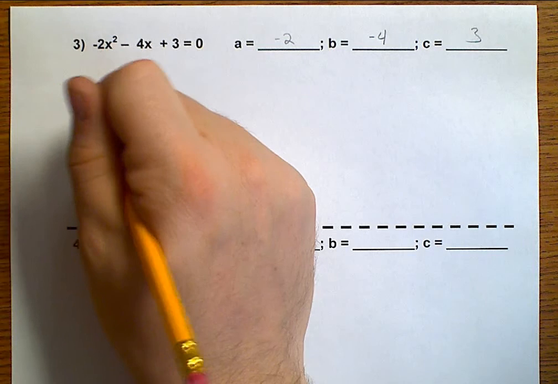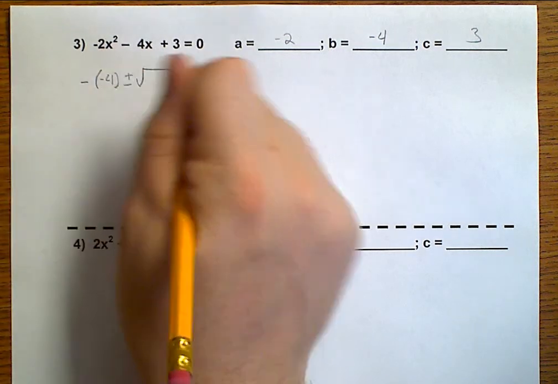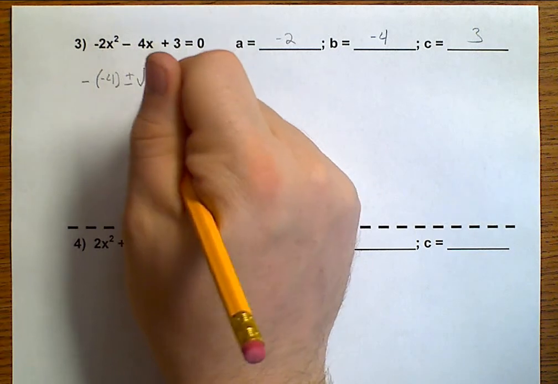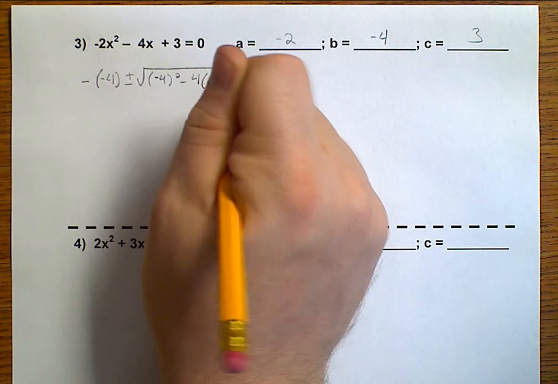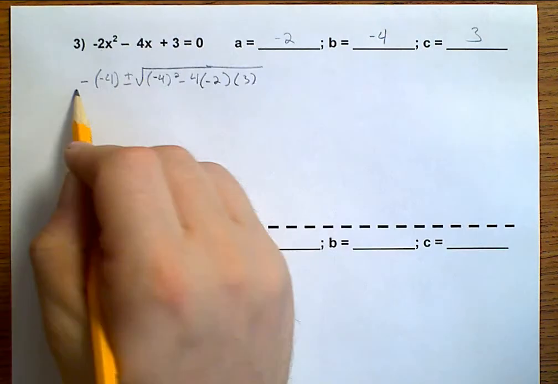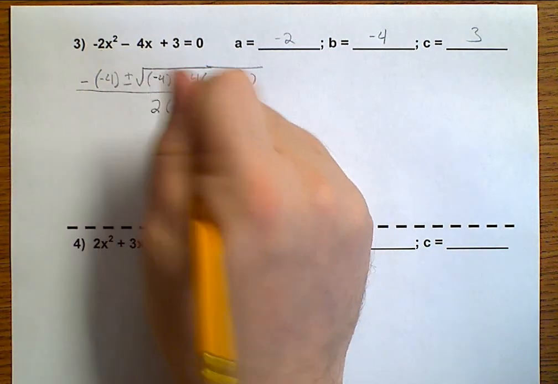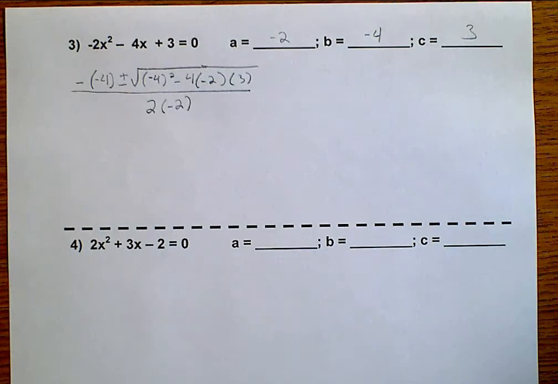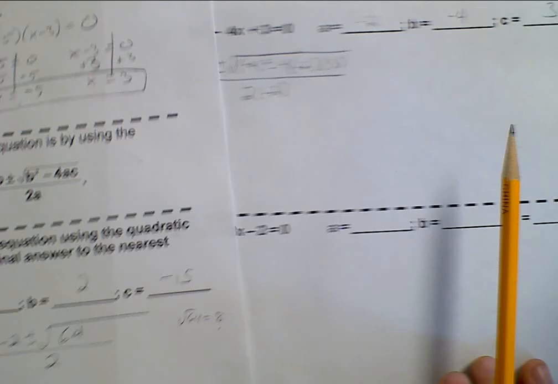Negative 4 plus or minus the square root of negative 4 squared minus 4 times negative 2 times 3 all over 2 times negative 2. I'm just taking the formula from the first page and plugging it in. Let me go ahead and go over this side by side if I can.